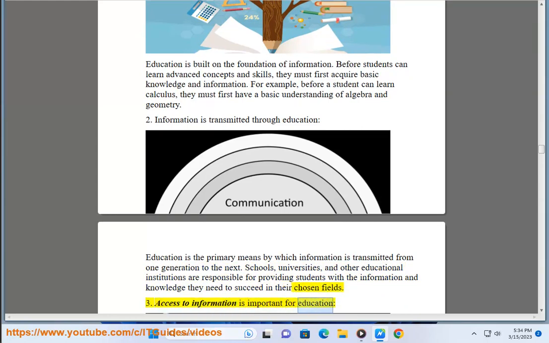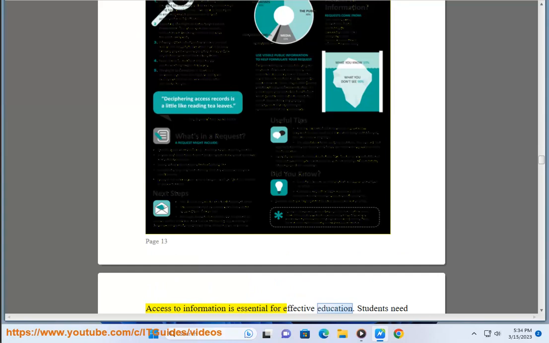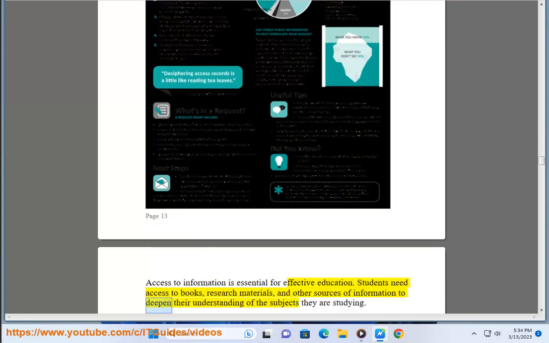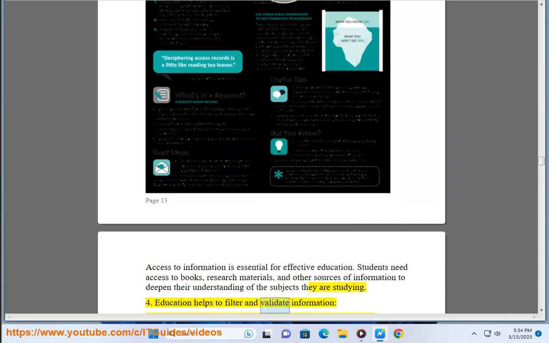3. Access to information is important for education. Access to information is essential for effective education. Students need access to books, research materials, and other sources of information to deepen their understanding of the subjects they are studying.